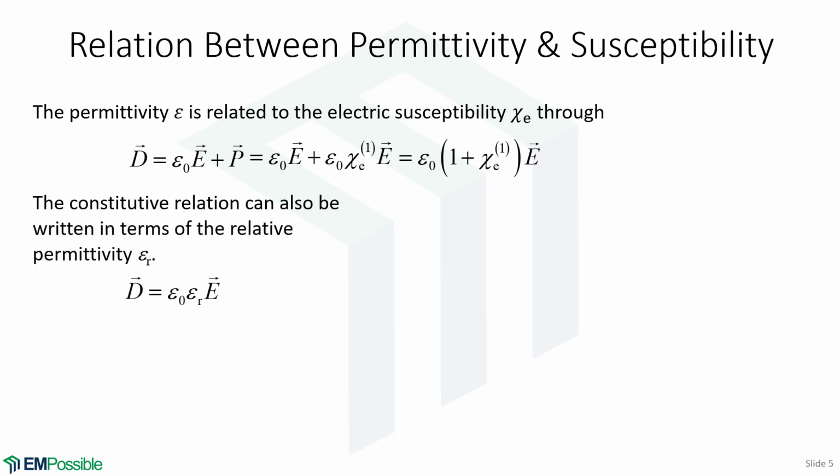Let's go back to one of the ways that we originally wrote our constitutive relation, and that is the electric flux density equals the permittivity times the electric field. But I've expanded the permittivity as the free space permittivity times the relative permittivity. Now, if we look at these two equations on the right-hand side long enough, what we'll see is that the relative permittivity has to be 1 plus the electric susceptibility. So this is the relation between permittivity and susceptibility. More specifically, it's the relative permittivity that's related to the susceptibility.